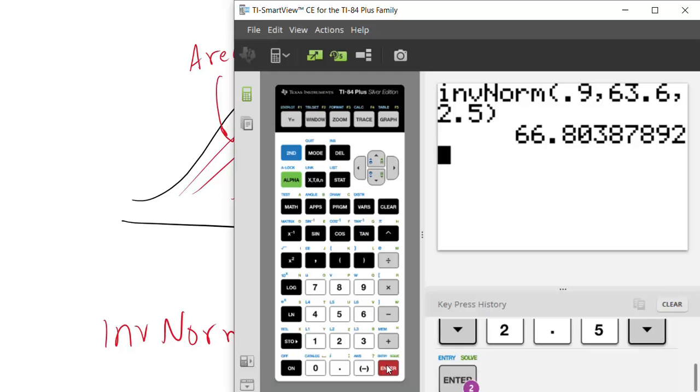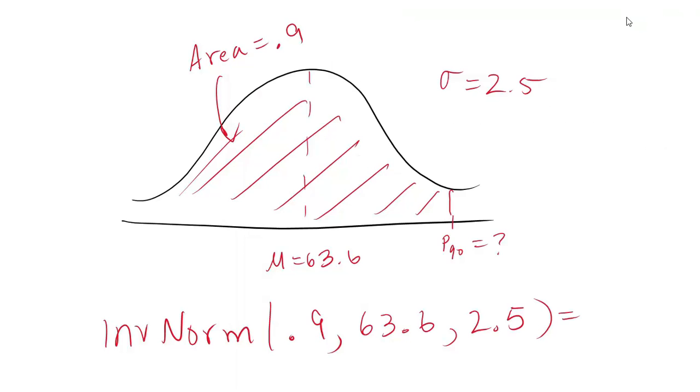And we don't freak out about getting an answer bigger than 1 because the answer isn't a probability. It's a value of the variable. This is the height of a woman. A woman who's 66.8 inches tall is taller than 90% of all women. 66.8 inches.